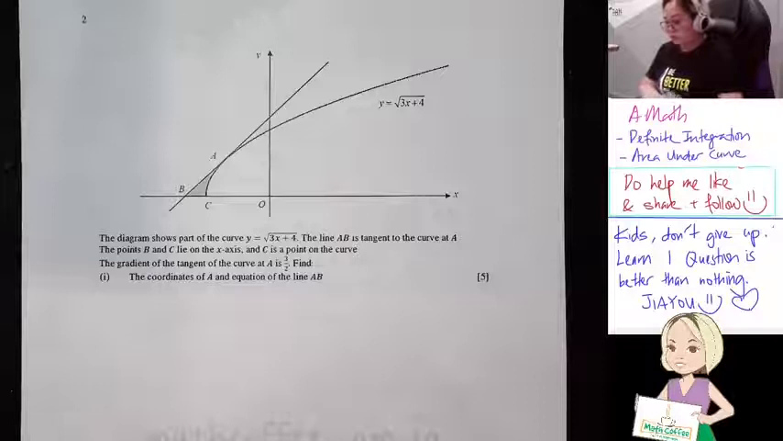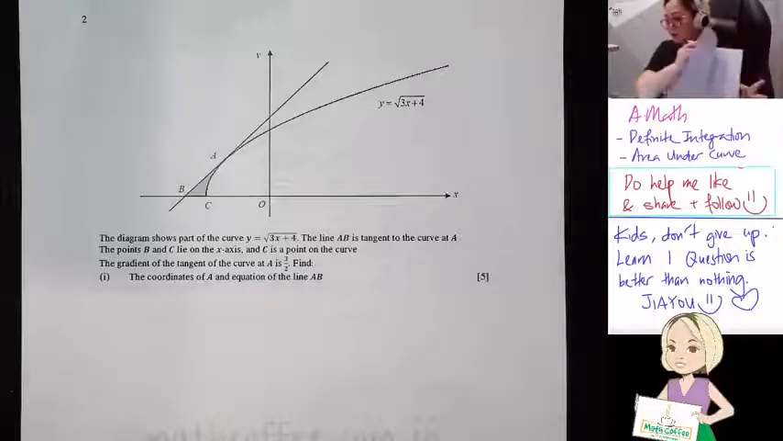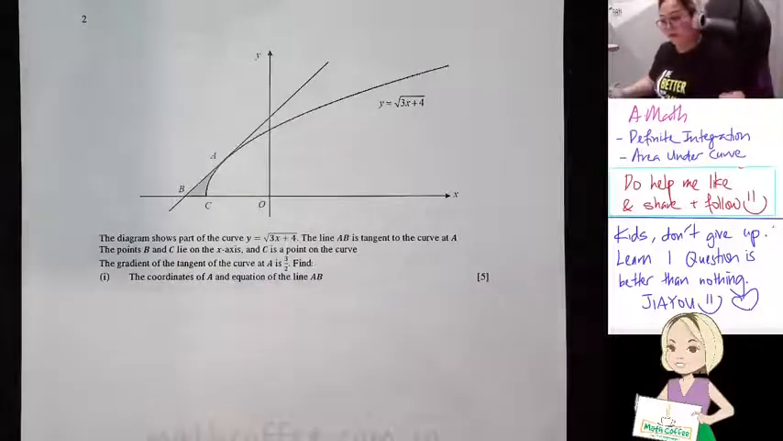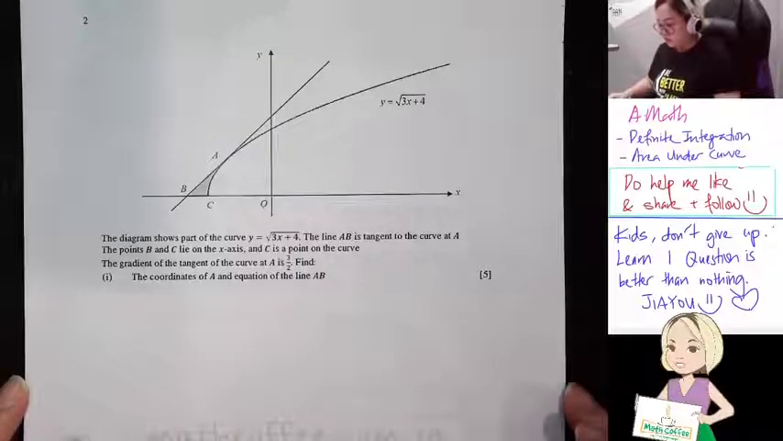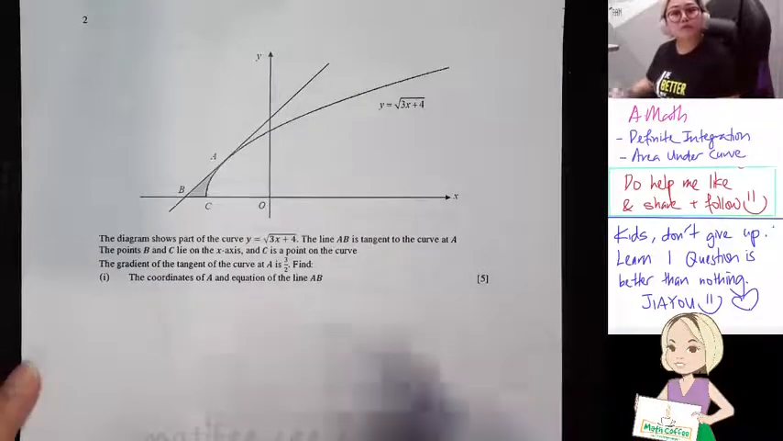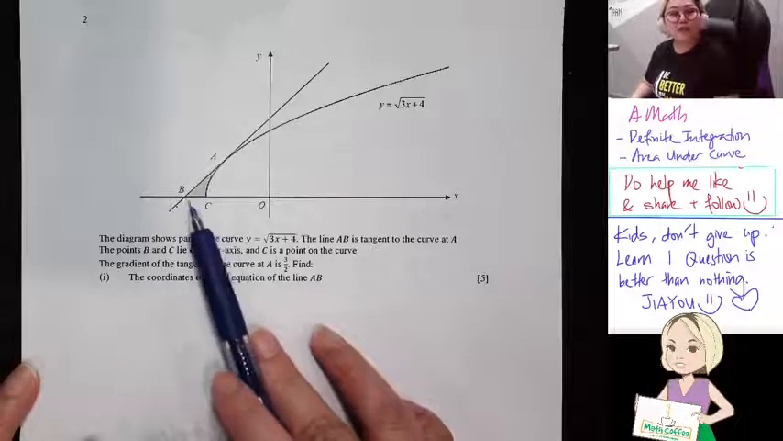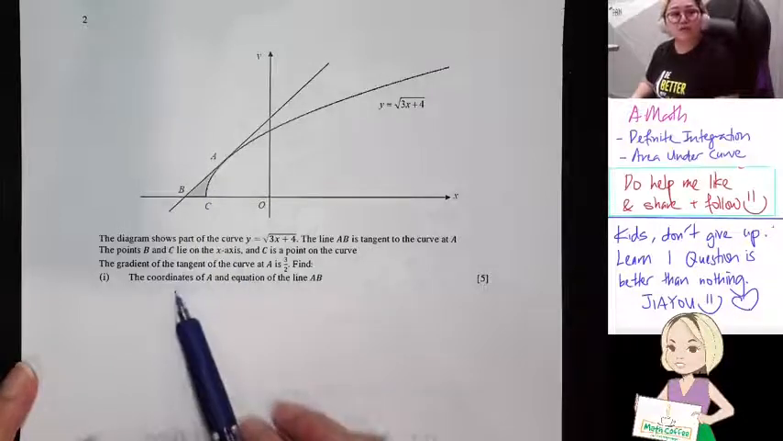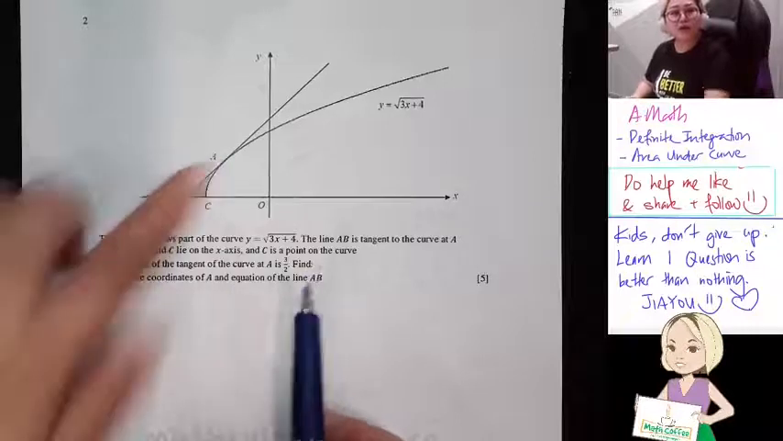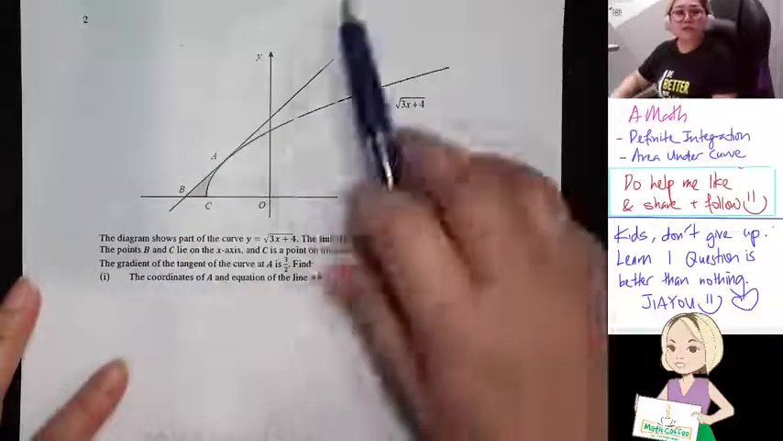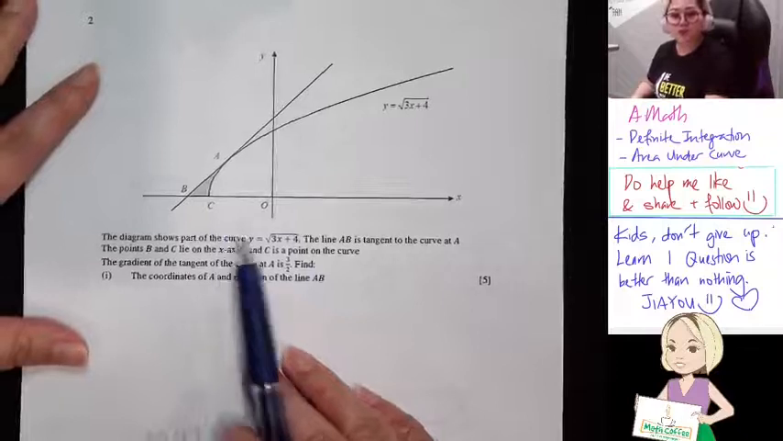Okay, we are supposed to find the coordinates first, and then before we can find the area under the curve. So in this question, eventually you need to find the area of this one. But for now, they ask me to find the coordinate of A, and then find the equation of the line AB. So now let's read the question and see what we have.